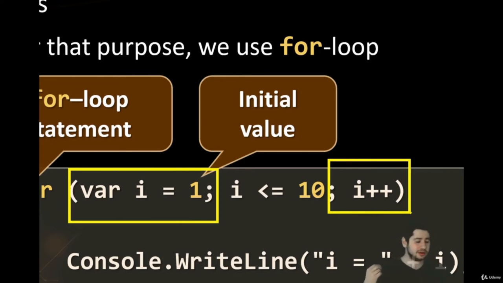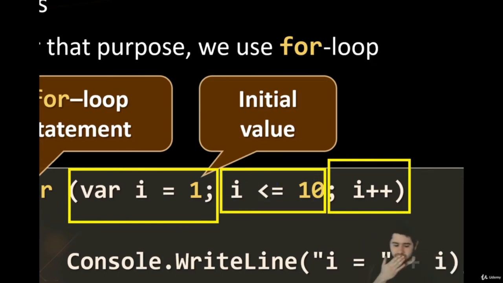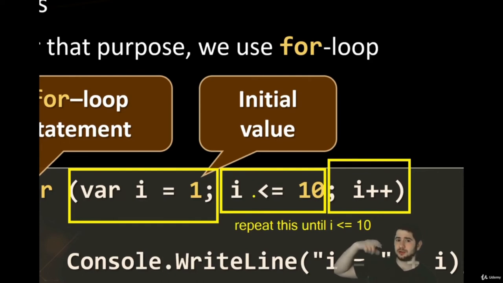And the final step is to check if you've reached the end. And this is the thing which defines whether we've reached the end. In this case, it means stop when, so it means repeat this until i is less than or equal to 10. In other words, we start counting and we say 1. We check if 1 is less than or equal to 10. It is, so we continue.